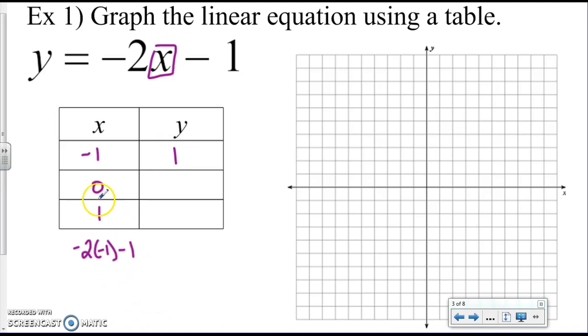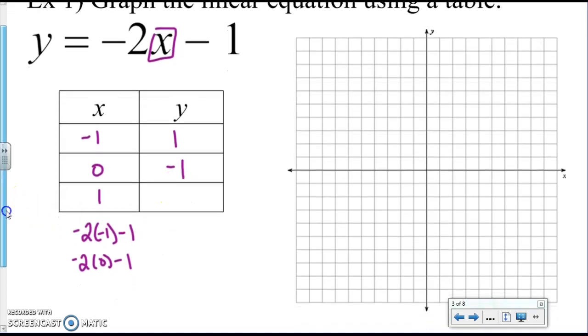Okay. I'm going to do the same thing with my 0. I'm going to plug in 0, negative 2 times 0 minus 1. I'm going to type this into my calculator, negative 2 parentheses 0 parentheses minus 1, and I should get negative 1 for an answer. Okay, I'm going to do the same thing with positive 1. I'm going to do negative 2 times positive 1 minus 1. I'm going to plug that into my calculator, and when I type that in, I end up getting negative 3.